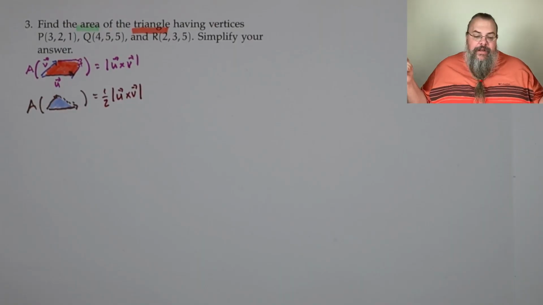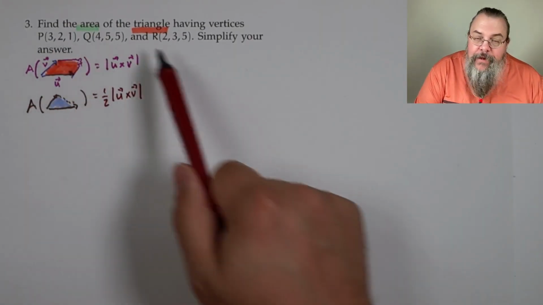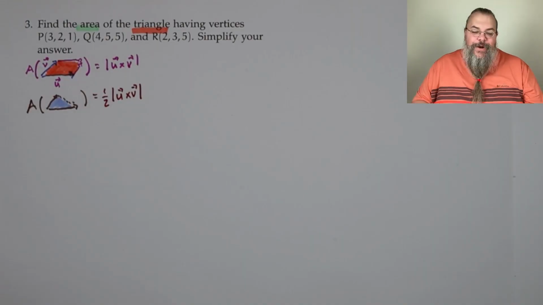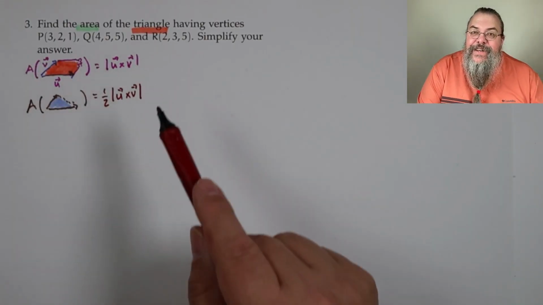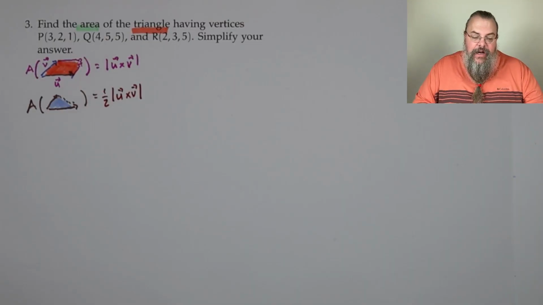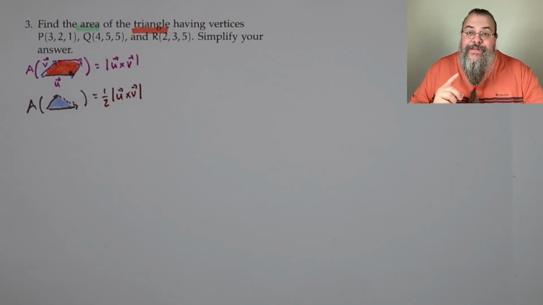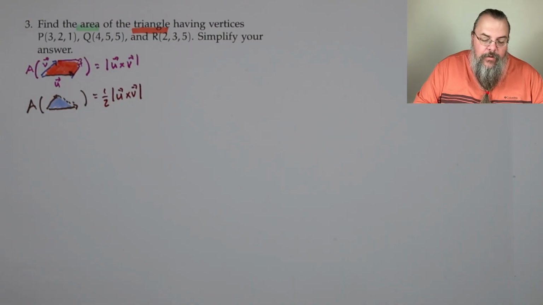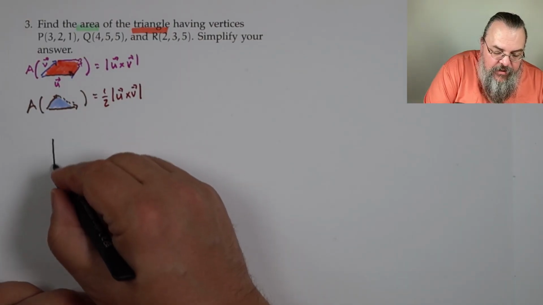Now, you're probably thinking, but wait, don't I have 3 vectors? No, currently you have 0 vectors. What do you have? These are all points. We don't have any vectors. So we should make some vectors. So that's where we start the computation for this problem.